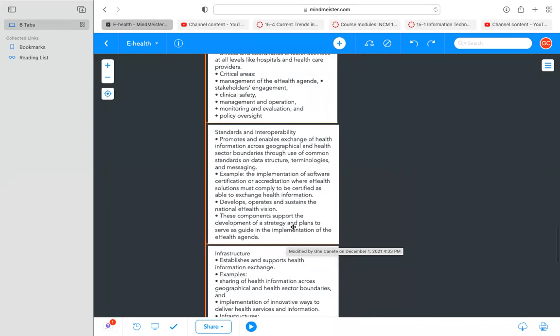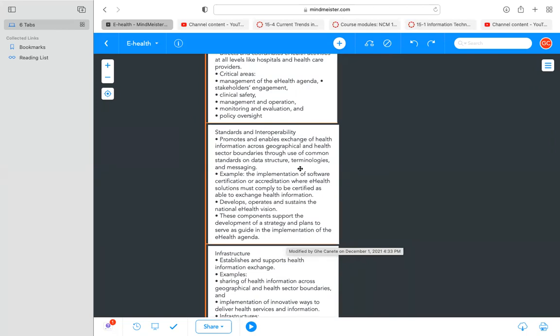For standards and interoperability, this includes promoting and enabling exchange of health information across geographical and health sector boundaries through use of common standards on data structure, terminologies, and messaging. That's why time and again we have been discussing that as nurses, we have to be very clear with our nursing language, and we need to ensure that the other members of the healthcare team also understand our terminologies, so that there will be unity of information and of language.